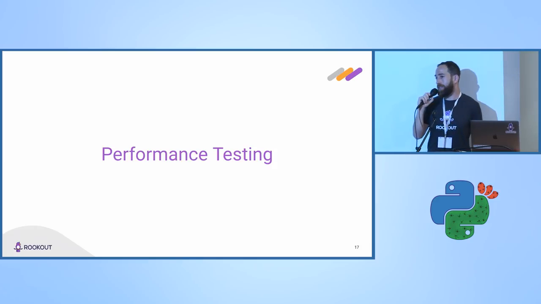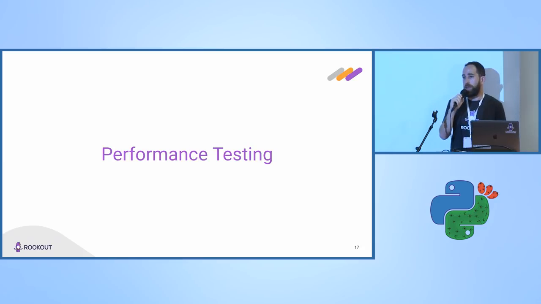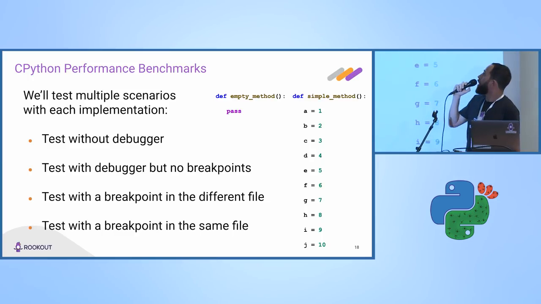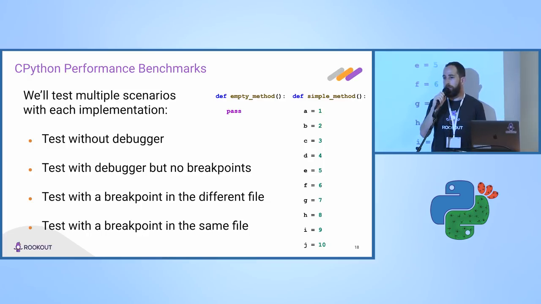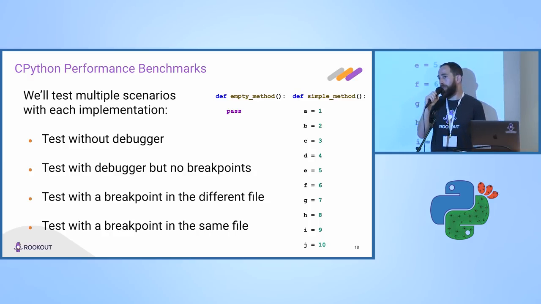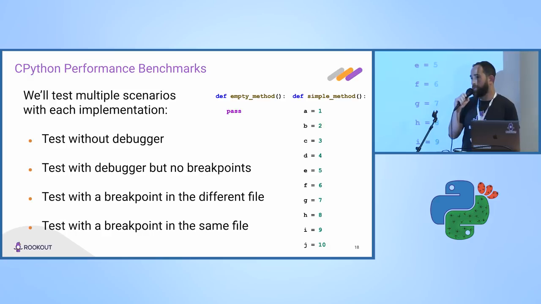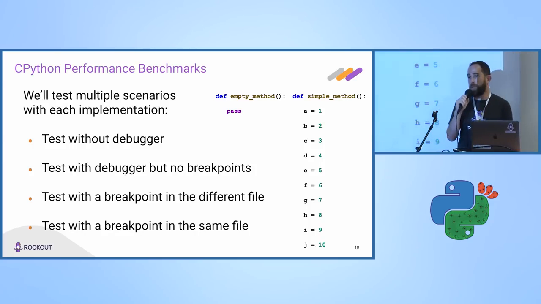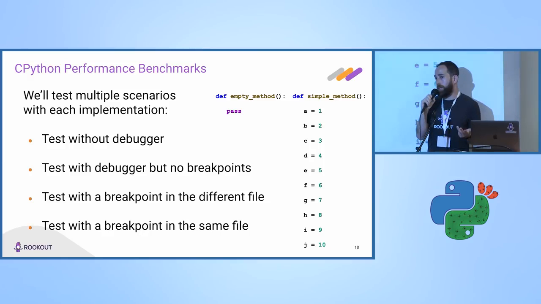But performance, that's a big issue. I mean, if we are aiming to have our debugger work in production scenarios, then we care a lot about what the performance impact of it is going to be. So at Rookout, we went ahead and tested that naive implementation. We created two test methods, empty method, which is just pass, and simple method, which has 10 assignment statements. And we ran each of those functions 16 million times in a loop in 4 scenarios: without a debugger as a benchmark for how fast Python is, with a debugger but without setting any breakpoints, with a breakpoint in a different file, and with a breakpoint in the same file.